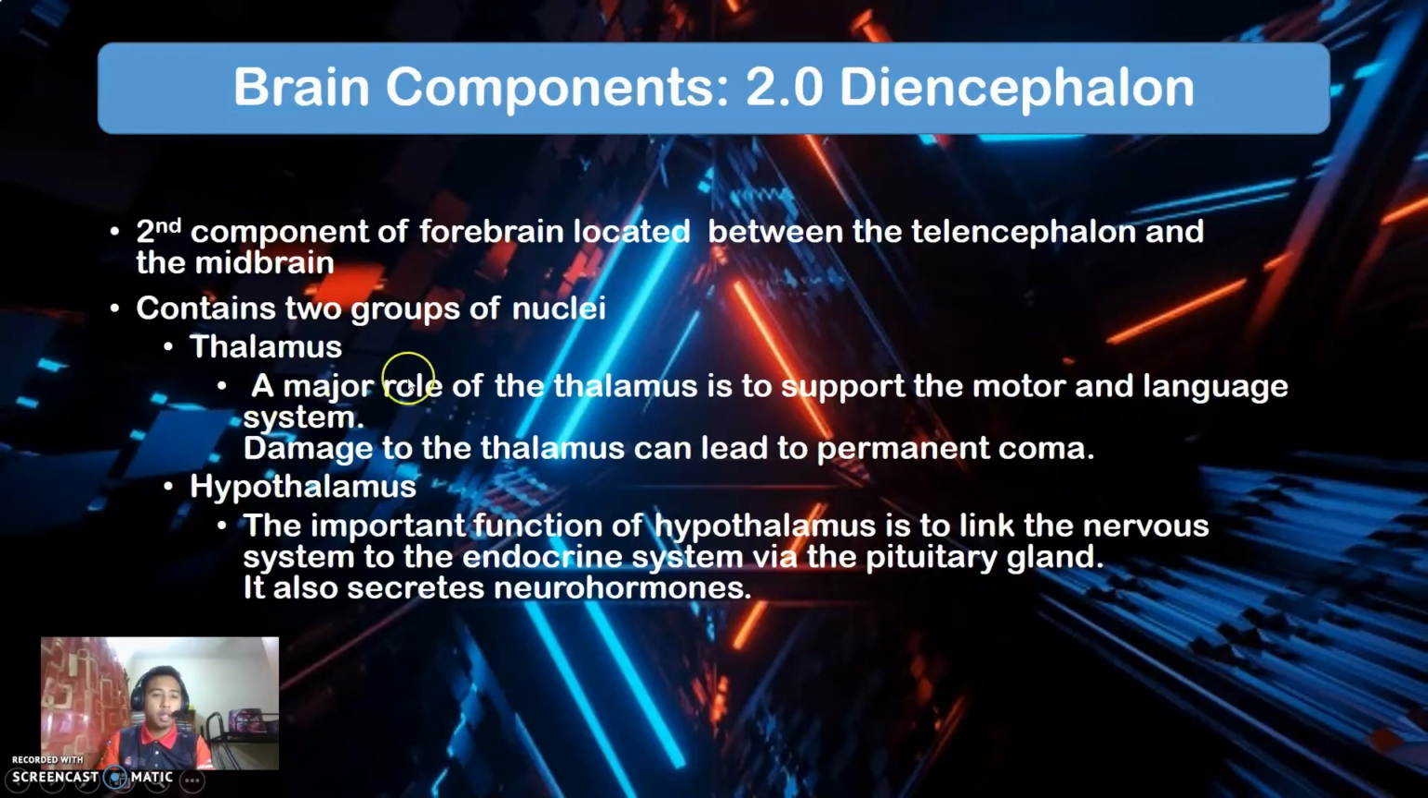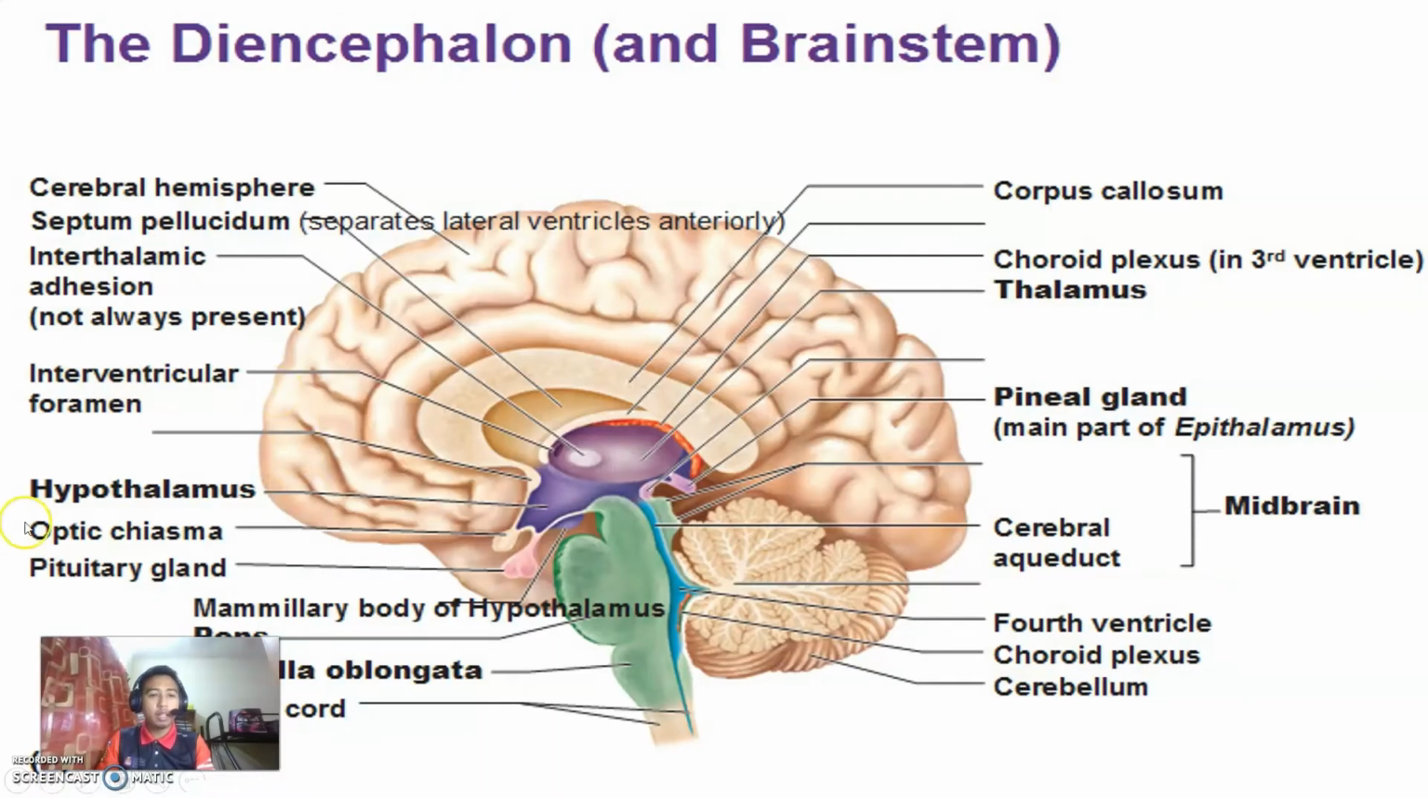Okay, the major role of the thalamus is to support the motor and language systems. Damage to the thalamus can lead to permanent coma. The hypothalamus links the nervous system to the endocrine system via the pituitary gland. It also secretes neurohormones. This is the figure of the diencephalon and brainstem. As you can see, this is the hypothalamus and this is the thalamus.